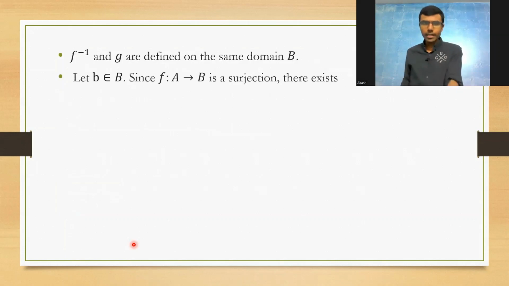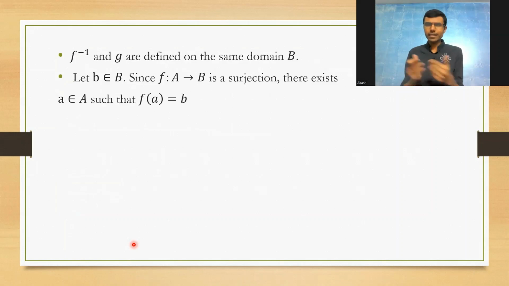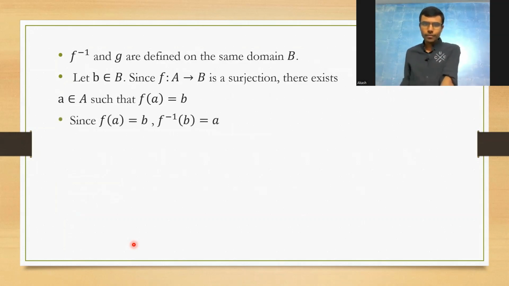Now next, let me take an element. Since f maps A to B is a bijection, in fact it's a surjection also. So since it's a surjection, if I take an element b which belongs to capital B, then there must exist an a which belongs to capital A such that f of a equals b. Now since f of a equals b, f inverse of b equals a. You can just remember it like this: f inverse of b equals a.